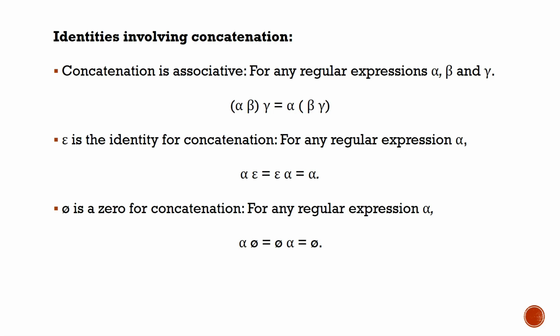So you can take the example of multiplication over here. 1 is the identity for multiplication. 0 is the identity element for addition. So if we multiply 0 with any number, the result will be 0. Same case. That 0 you can take as the null over here, and 1 you can take as the epsilon over here.